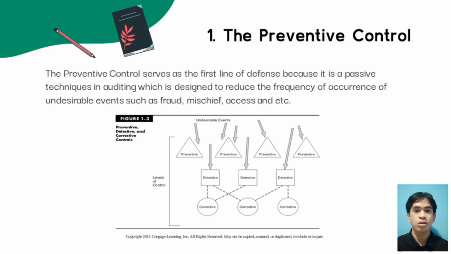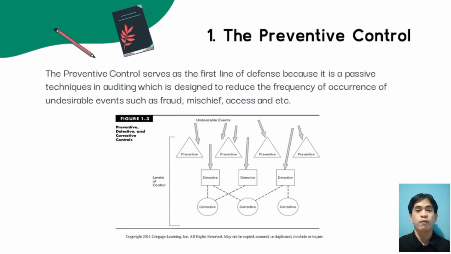As you can also see in the illustration, the arrows are the undesirable events. And if you notice, the preventive controls are the first to block the undesirable events from reaching our asset. The best example of preventive control is access control, where only authorized personnel can enter or access data because only they have the keys or know the password.